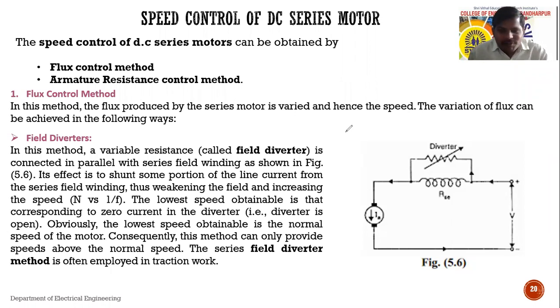See, in case of field diverter, so first one technique je ahe we are discussing regarding first one technique, that is field diverter. See, in case of field diverter, we are just connecting one of the resistance in parallel with that of field. Field च्या parallel मध्ये काय करतोय आपण? एक resistance connect करतोय. We are connecting one of the resistance. It is in parallel with that of series field winding.